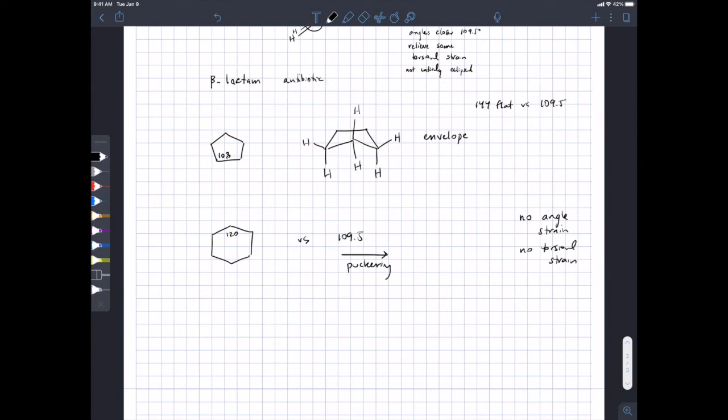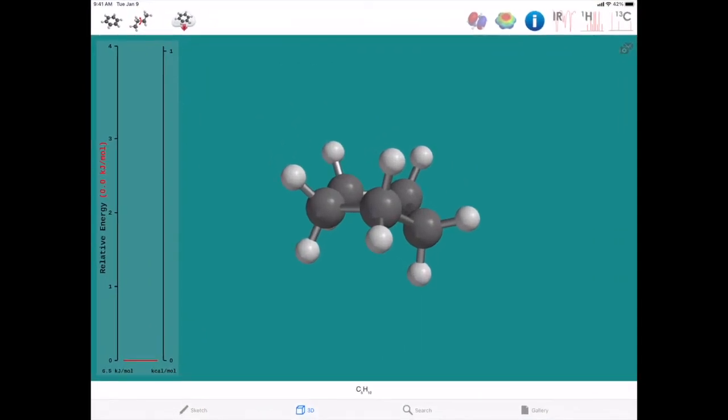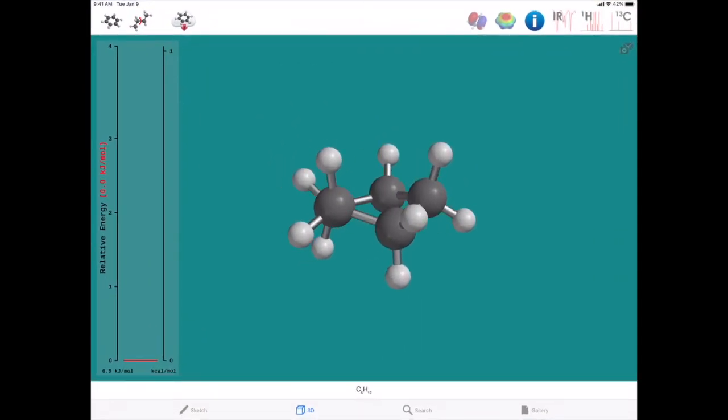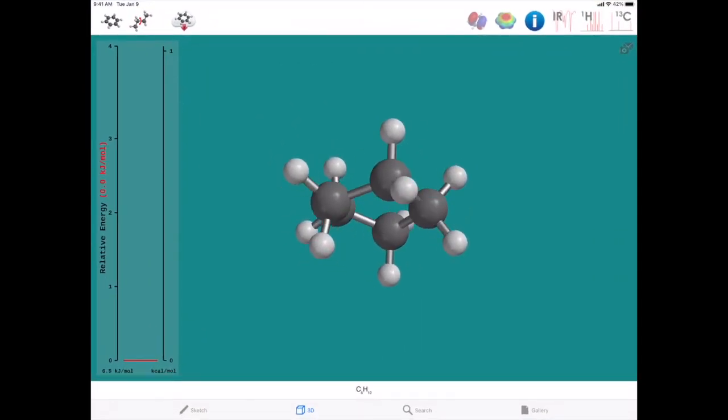Why pucker? And the answer for why cyclohexane puckers is, again, look at those down the carbon-carbon bonds. We're relieving torsional strain by puckering. In any of the flat conformations, if you look down the carbon-carbon bond, you've got eclipsed interactions. Puckering relieves that. Go ahead.